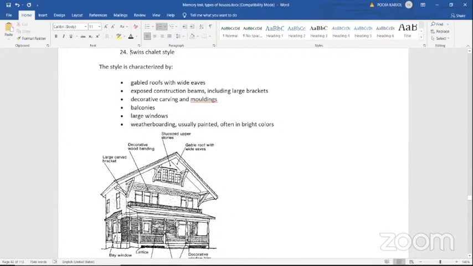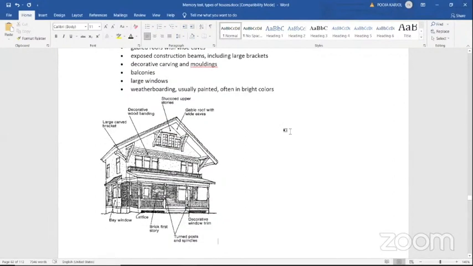This is a sketch of it, so you can't see the decoration exactly, but it is there. Large windows. Weatherboarding, usually painted often in bright colors. Bay windows are there. Large carved bracket, as you can see. Decorative wooden banding, here you can see. Stuccoed upper stories. The upper stories are usually here. It is exposed construction.